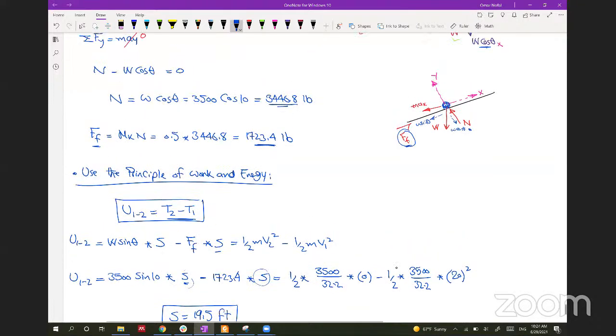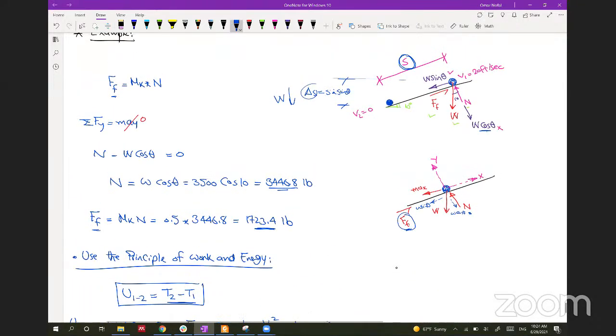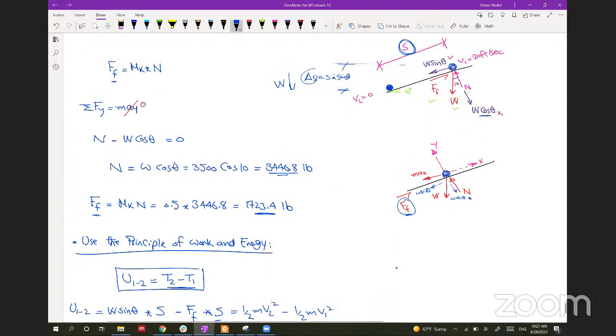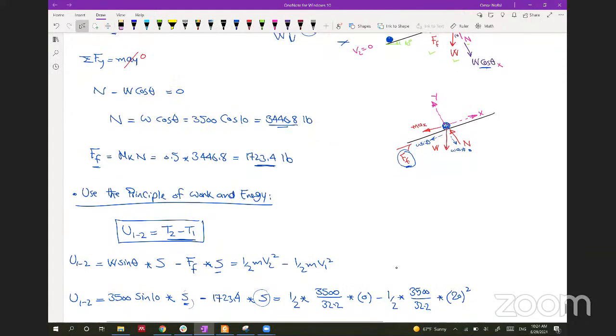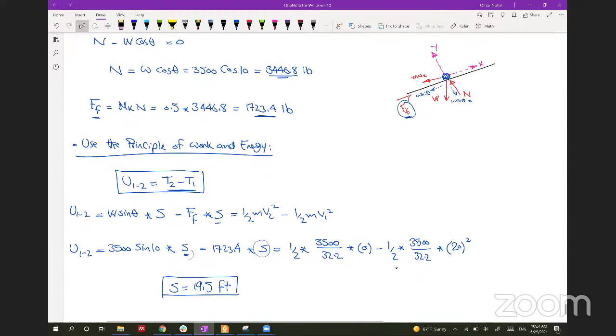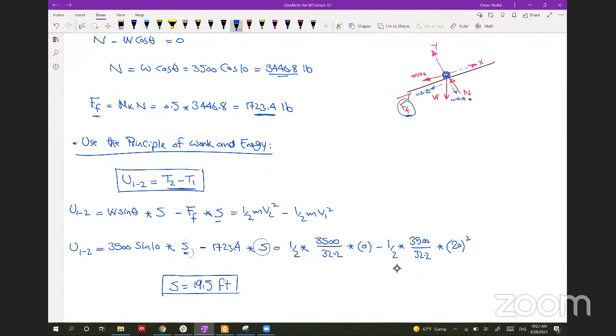It's just like a basic thing. You will get the friction force by applying Newtonian kinetics in the y direction, and then you will apply the principle of work and energy because the velocities are given, and then you calculate the work, and then you calculate the energy at position 1 and position 2, and finally you will be able to find S. Does anybody have any question?